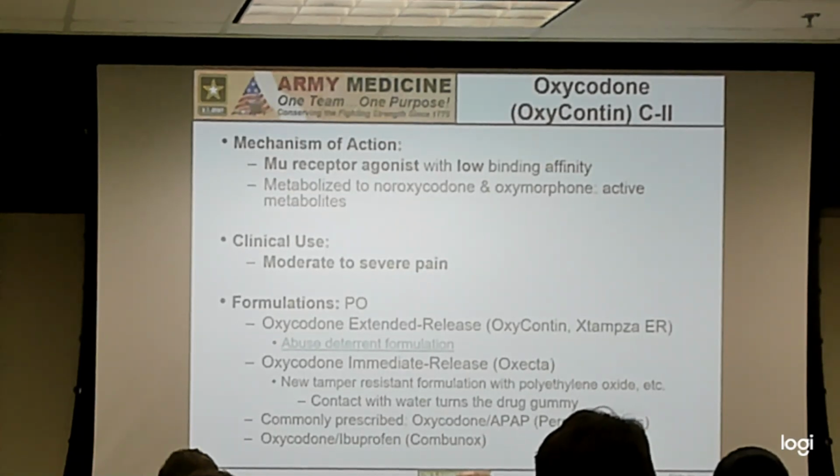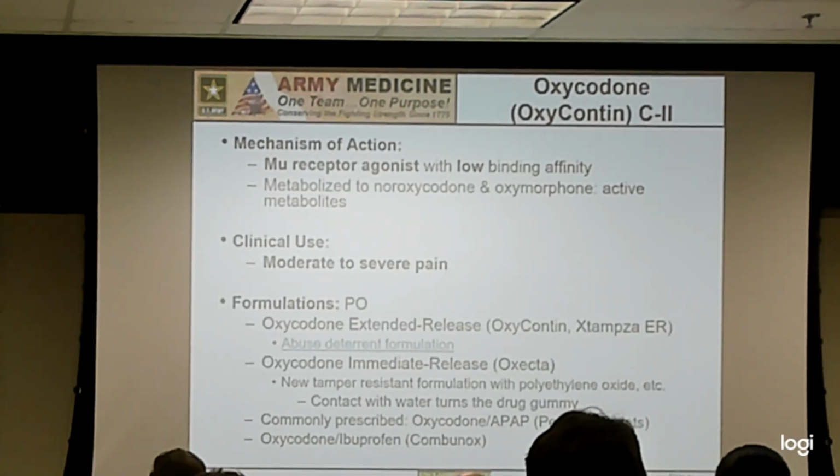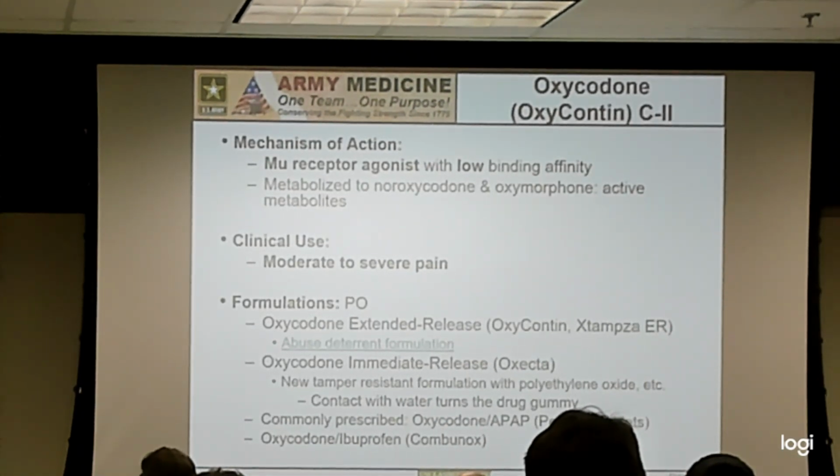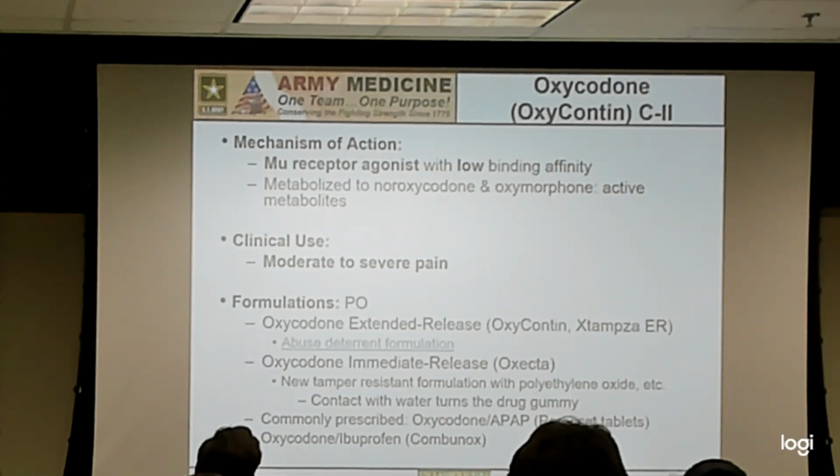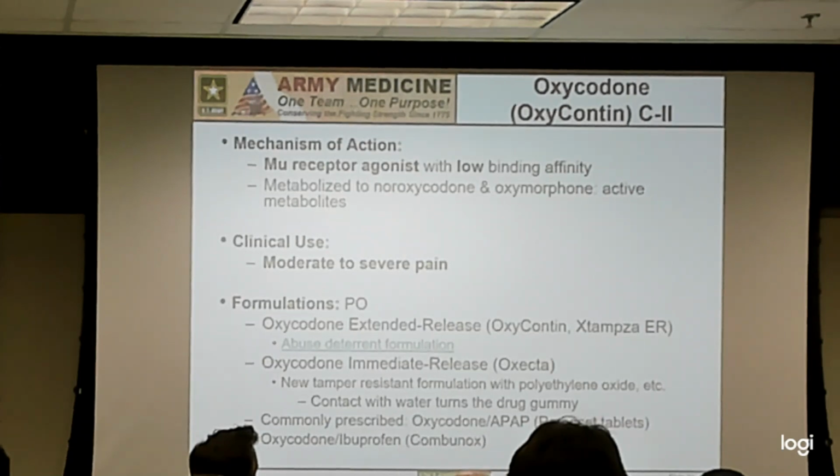Moderate to severe pain, okay? And then our formulations that we have are PO. When you think about your oxycodone extended release, I used to get confused with this all the time. The brand name is OxyContin, so it continues. Thinking about it that way for your ER formulation. Because some people will just refer to this as OxyContin because they are trying to differentiate between the duration of actions of the medication. Okay?